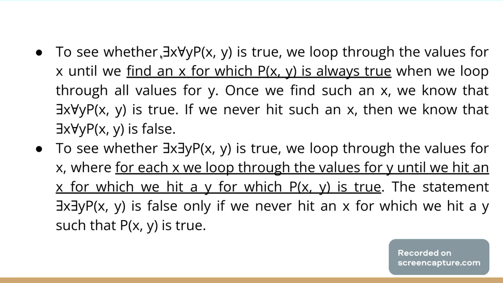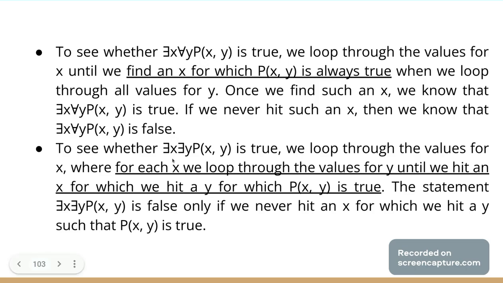Next is there exists x for which all y values will give P(x, y) true. So here what we need to do is find at least one x value for which all corresponding y values will give the expression P(x, y) the value true. Only then this statement is true. Otherwise it will be false.